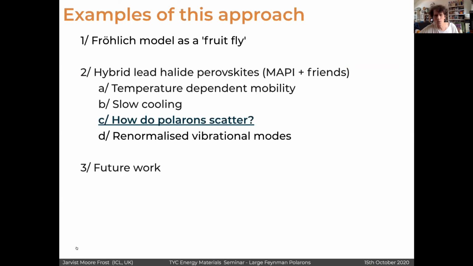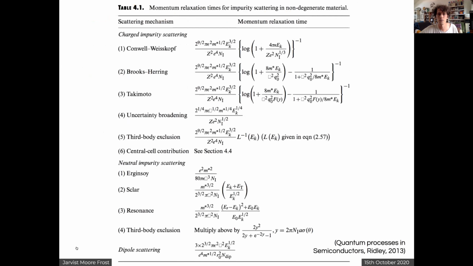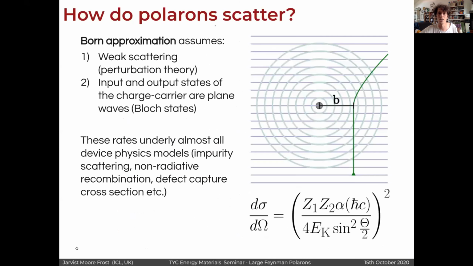And so I'm running quite low on time, so I'm just going to go for these last few bits quite quickly. So this one is on how polarons scatter. If you look at a textbook answer for all of these different scattering rates, and you follow them back in the literature, you find eventually they almost all build on the Born approximation, which assumes a weak scattering, and that the input and output states of your charge carrier are plane waves, the Bloch states. And these rates actually underlie almost all device physics models. They just end up everywhere, basically.